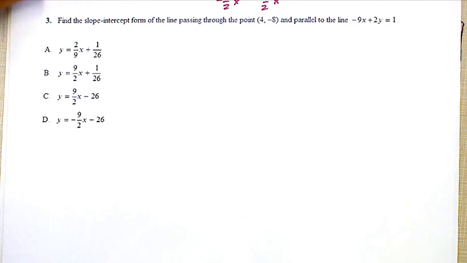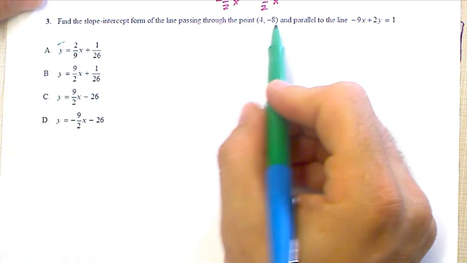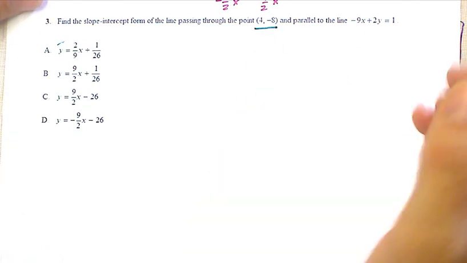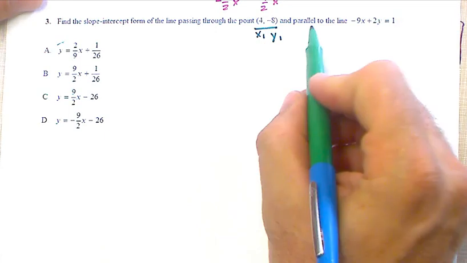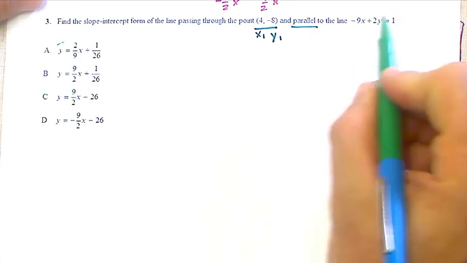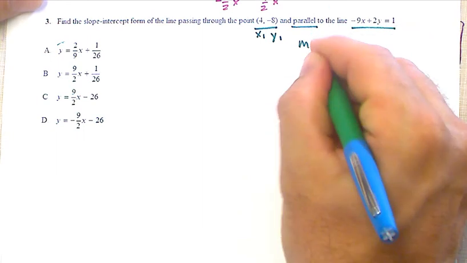Okay, we're trying to find the slope-intercept form of a line passing through the point (4, 8). So this is going to be some form of x1, y1, and parallel to a line in standard form like this. Now, parallel is going to tell me slopes will be equal.